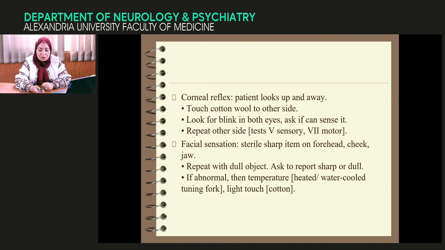How to test the corneal reflex? We ask the patient to look forward, and I bring a clean piece of cotton and try to touch the cornea from the side of the patient. What will happen? There will be a reflex, bilateral eye blinking, from the right or the left. As we said, the ophthalmic branch of the trigeminal is the afferent, and the efferent is the facial nerve.